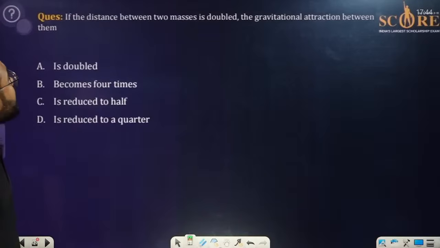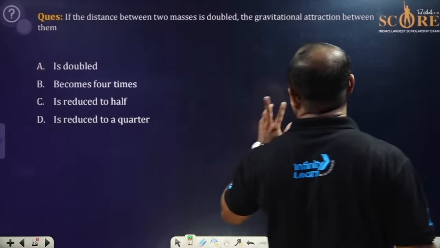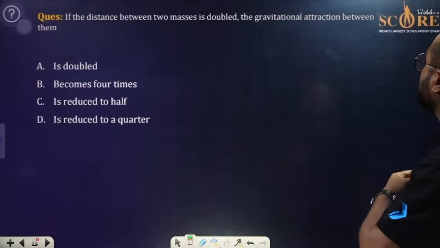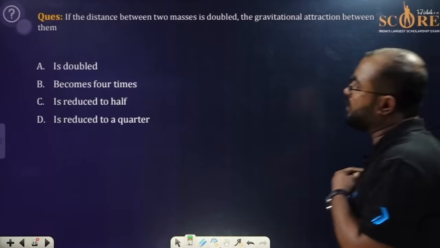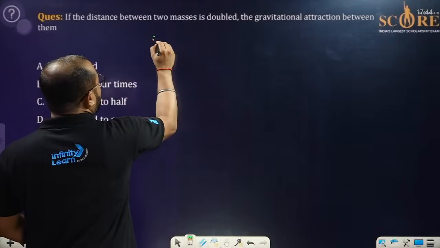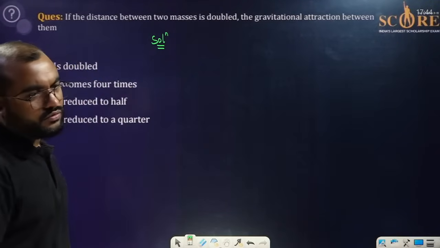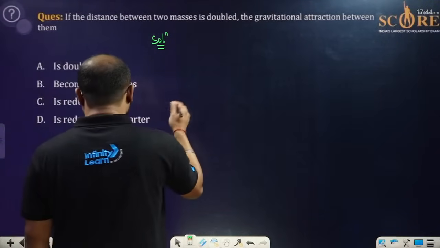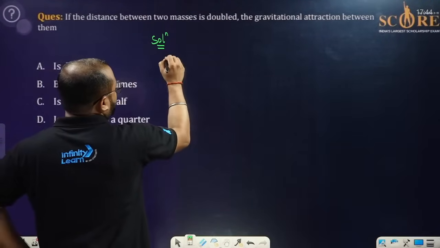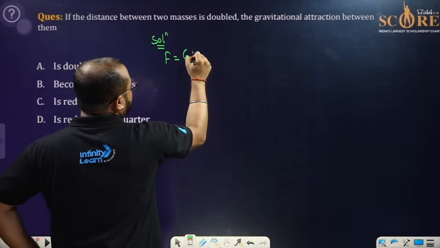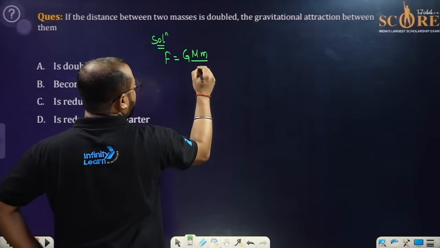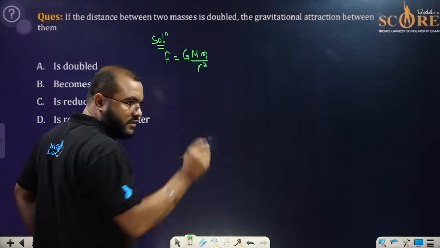What do you think about this? If the distance between the two masses is doubled, the gravitational attraction between them will be what? So let us talk about this solution, people. Although it is a very simple thing, there is no problem in that, because I'll teach you that also, do not worry. We know F is equal to G, bigger mass, smaller mass, divided by R square, the distance between the two, squared.